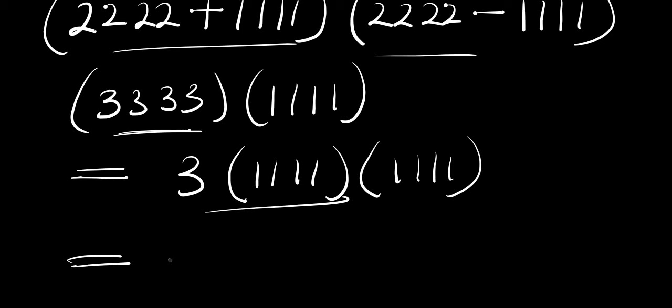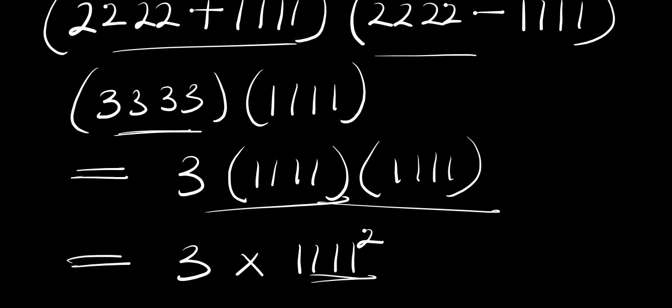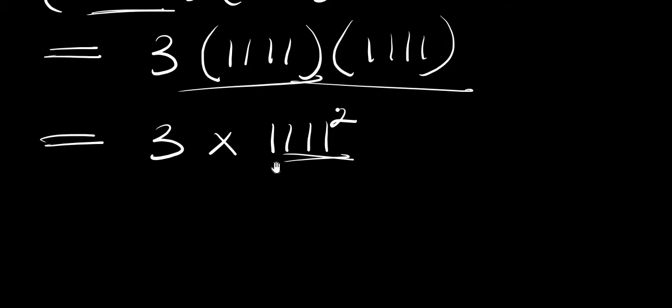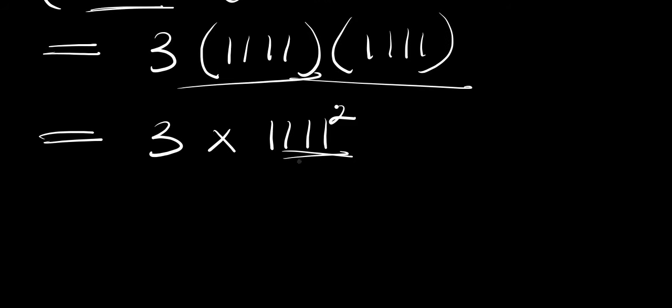Remember, if you multiply this, you will definitely get this again. So that means we are going to have 3 times 1111 raised to the power of 2, because this simply means what we have written down here. So what is the value of 1111 raised to the power of 2? That's what we are going to find out. So let's multiply it out. We have 1111 times 1111. That is the meaning of this raised to the power of 2.